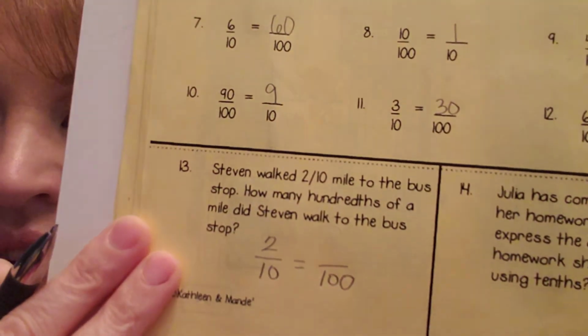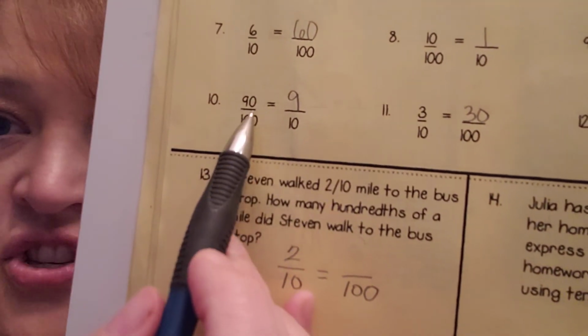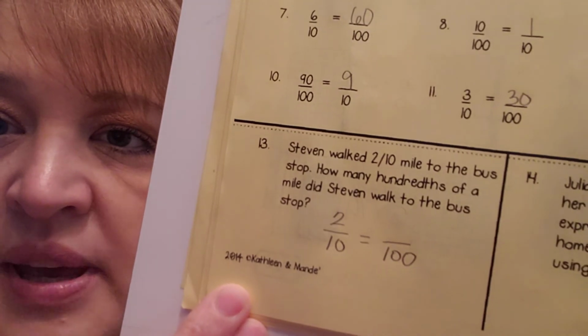Stephen walked 2/10 of a mile to the bus stop. How many hundredths of a mile did Stephen walk to the bus stop? So they're asking us, what is the equivalent of 2/10 in hundredths? So it says Stephen walked 2/10. What would that be in hundredths? So that looks just like the problems that we've been doing up there.